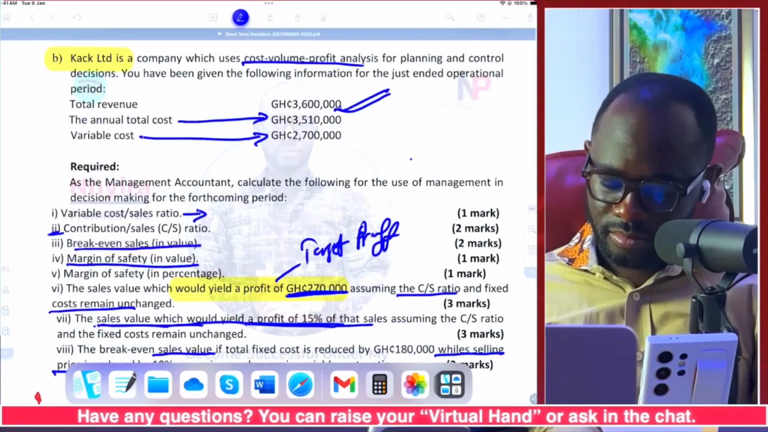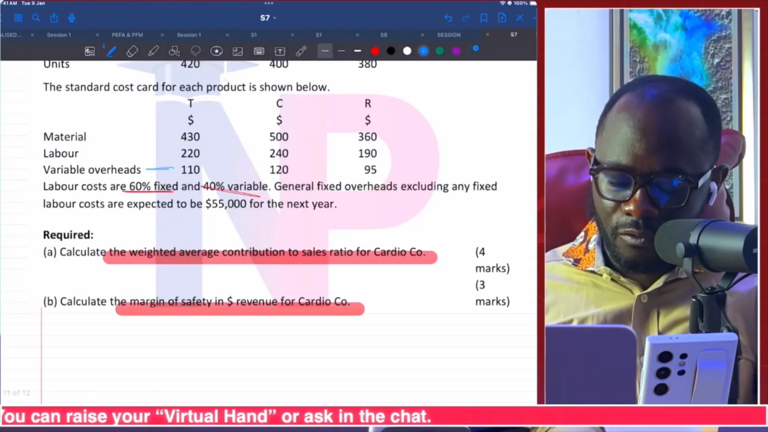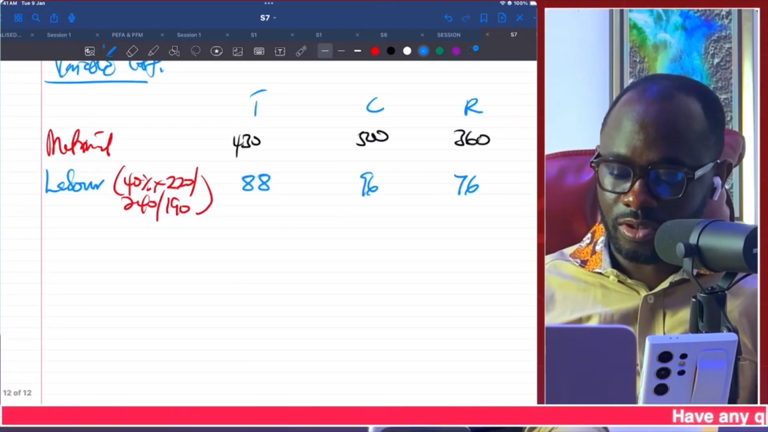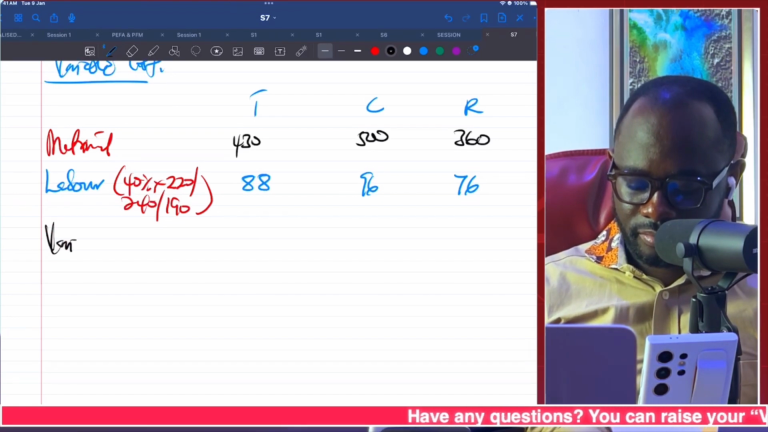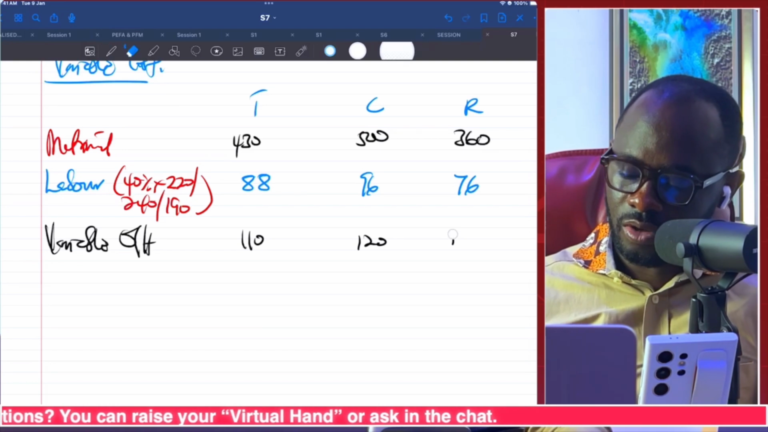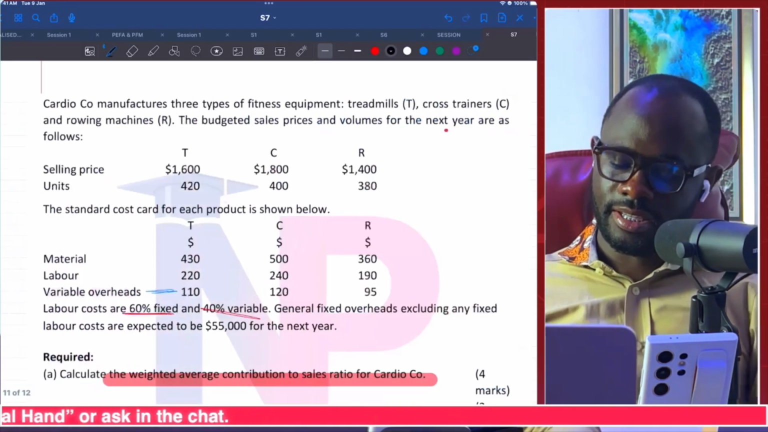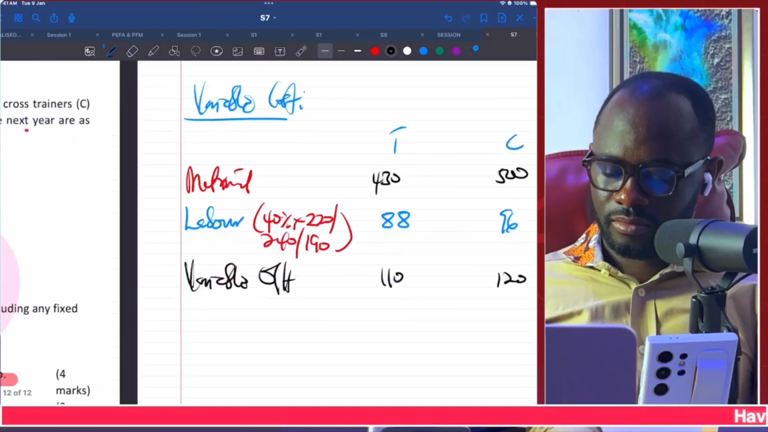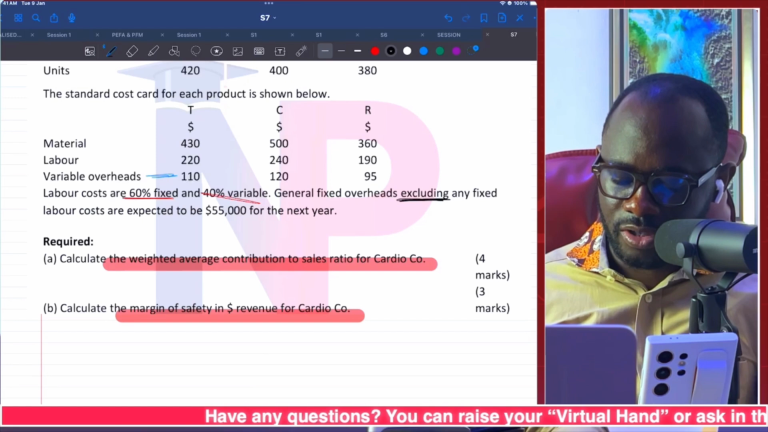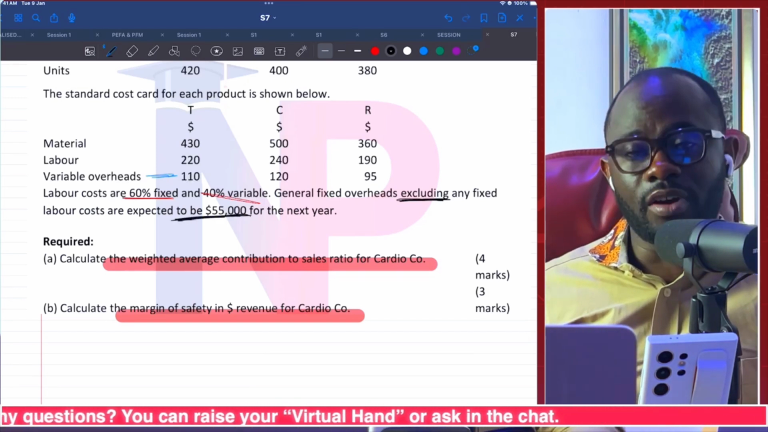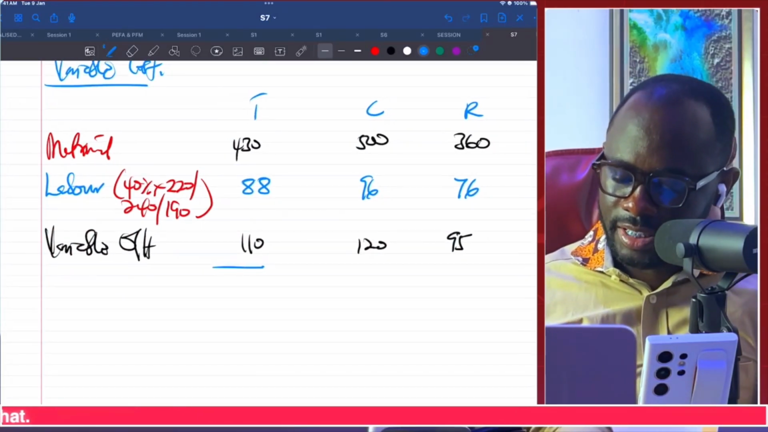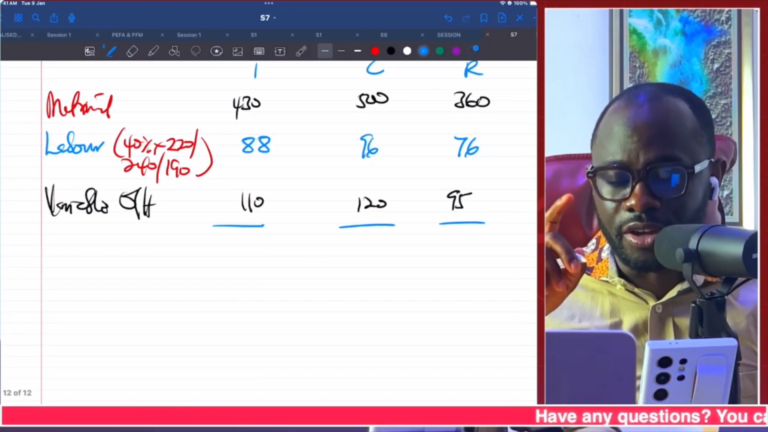Then variable overheads. It's a variable cost: $110, $120, $95. General fixed overheads excluding any fixed labor costs are expected to be $55,000 for the year. We'll come back to that in a moment. But for now, this gives us the total variable cost per unit.